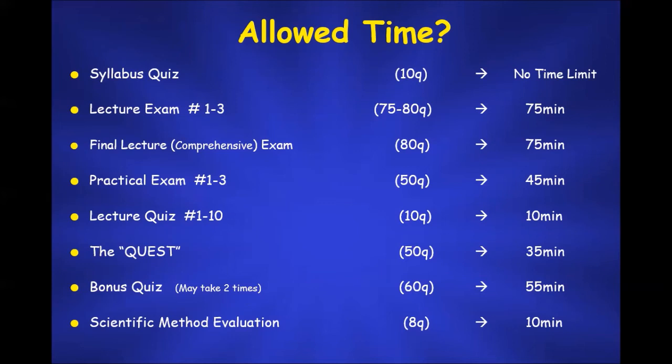The quest that I mentioned, it's a hybrid between quiz and test. You'll have 50 questions, but like I said, they're very straightforward questions, easy, quick answering. You'll have 35 minutes to do that. The bonus quiz you could take up to 2 times, 55 minutes to do 60 questions. And then a departmental scientific method evaluation that happens just before Thanksgiving, the week before. You'll have 10 minutes to answer 8 questions.